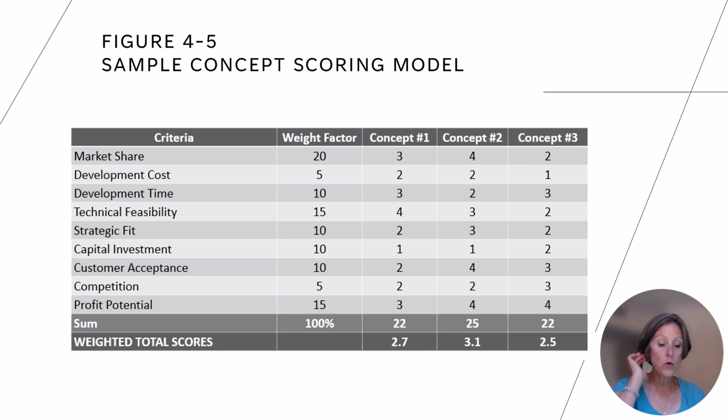Results of a weighted scoring model are shown in figure 4-5 for a sample new product. Note that concepts number 1 and number 3 had the same overall score, but when the weighting factors are applied, concept number 1 is slightly more favorable than concept number 3. This product concept would serve as a backup in case technical or other challenges arise in designing and advancing concept number 2 through the remainder of the NPD process.